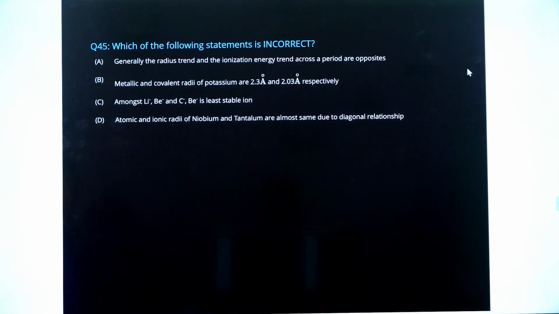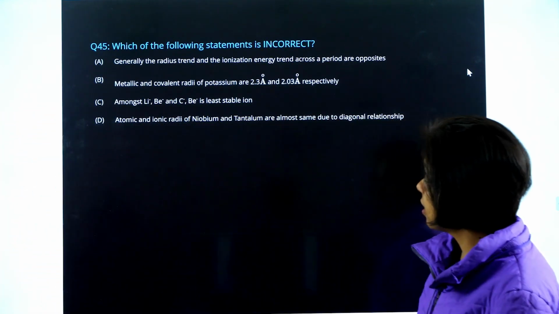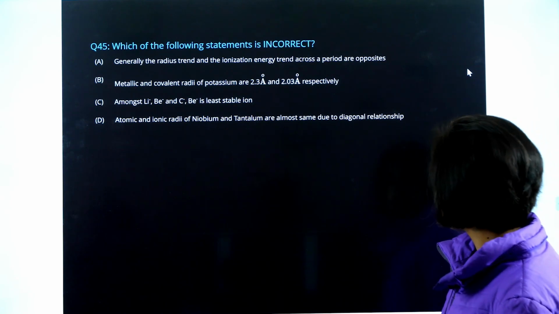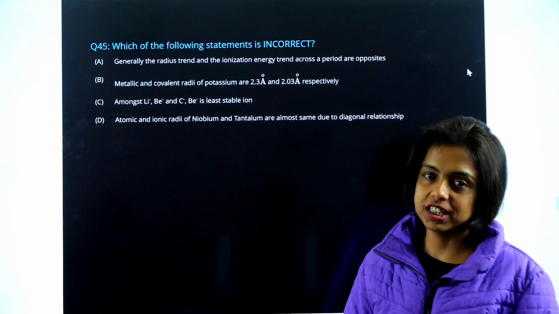Let's move ahead, guys. Which of the following statements is incorrect? Which statement is incorrect? Generally, the radius trend and the ionization trend across the period are opposite. Of course, if the radius increases, ionization energy decreases.